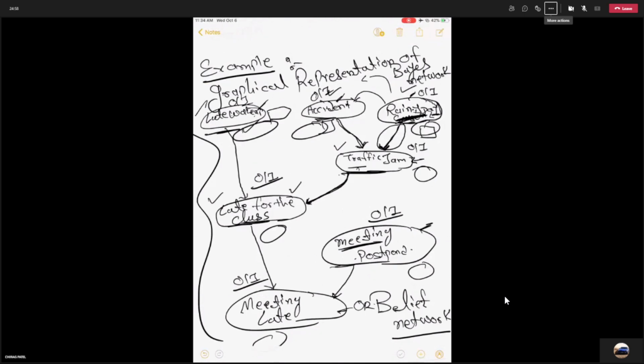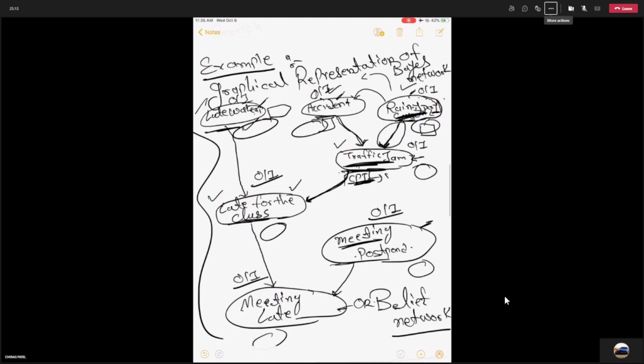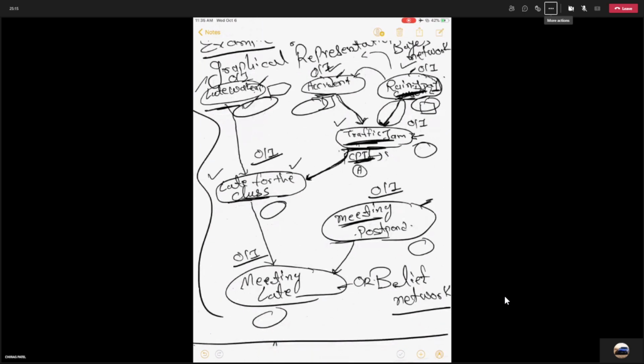If I want to calculate the CPT over here, this CPT table, what exactly? If I am having a traffic jam, what should be my reason? This is true false, this is true false. If there is an accident, yes, we consider it as an accident.